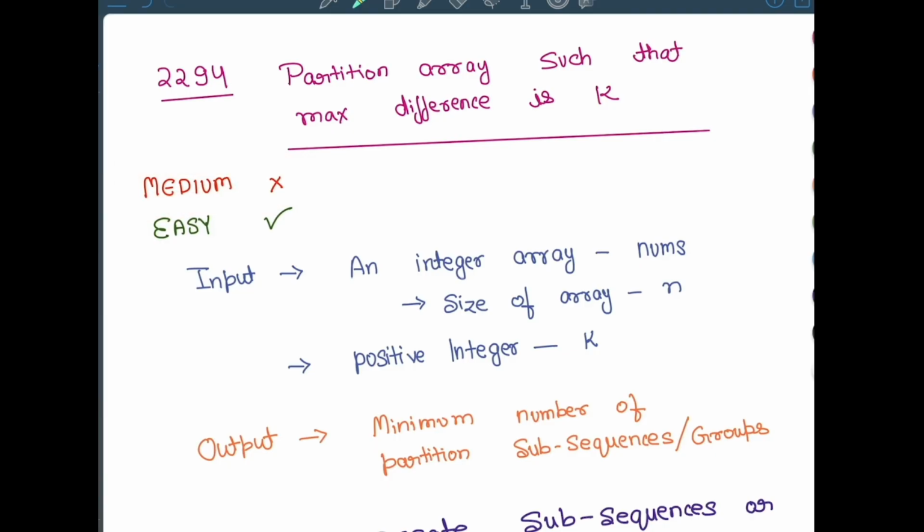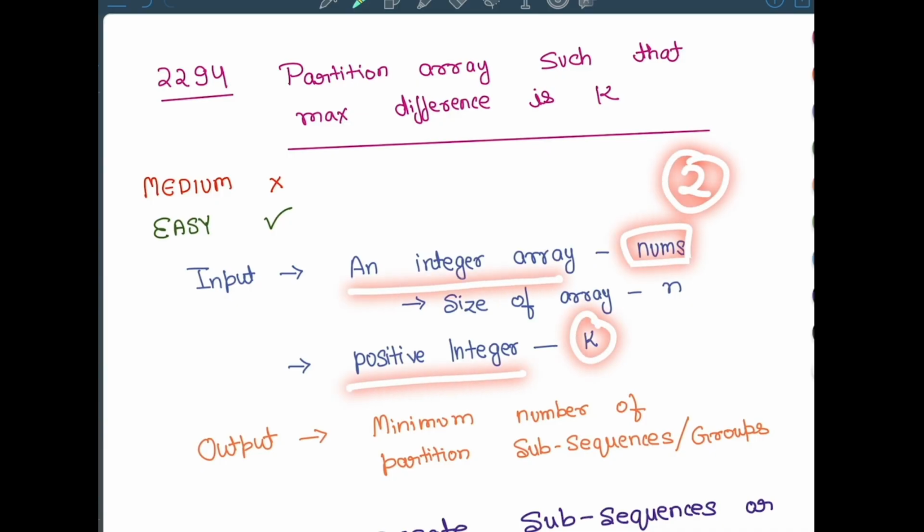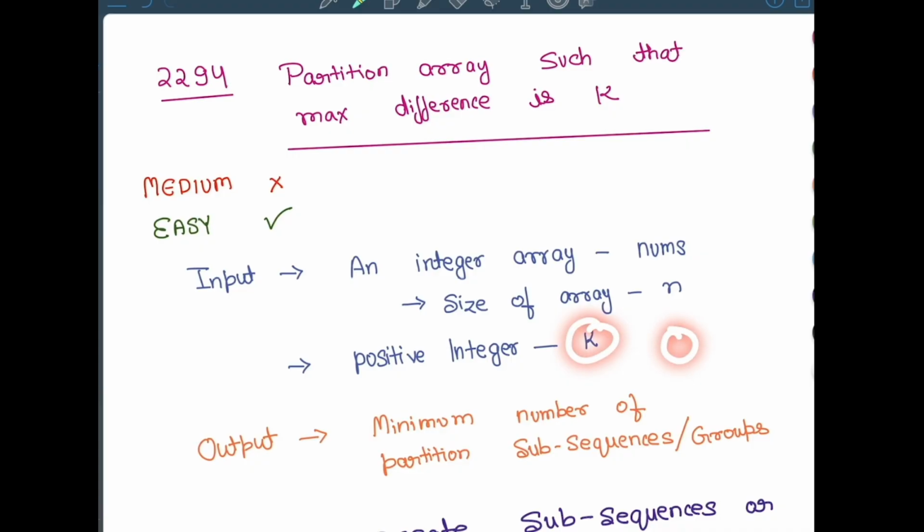Let us try to understand what is the given input in the problem, and then we will see how we can solve it. The given input is an integer array, let us call it nums, and the size of the array is n. N means how many elements you have in nums. There is also one more input, a positive integer, and let us call it k. So we are given two inputs in total: nums, which is the integer array, and k, which is the positive integer. The value of k can be 0, so I would say it's a positive integer or 0.